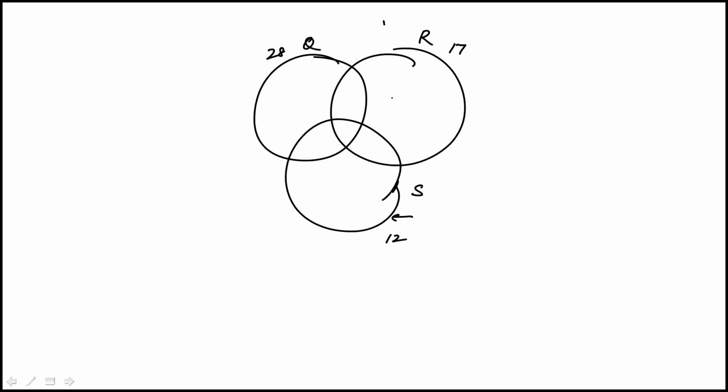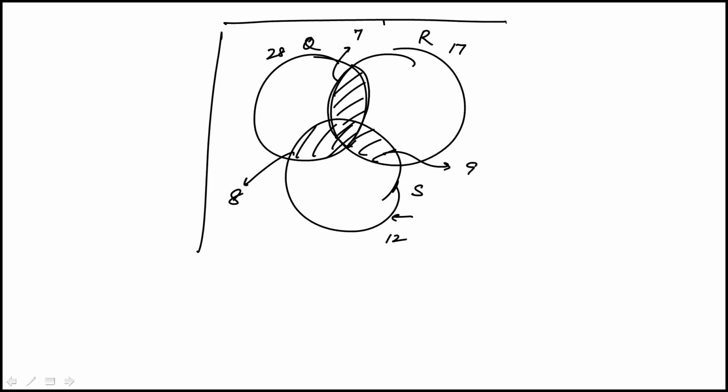7 subscribe to both Q and R. So that would be, I wish I could use different colors. Of course, you can't do that in the exam. And then we have 8 subscribe to Q and S. So that would be this region here, and then 9 to both R and S. And then, of course, we have this entire circle.